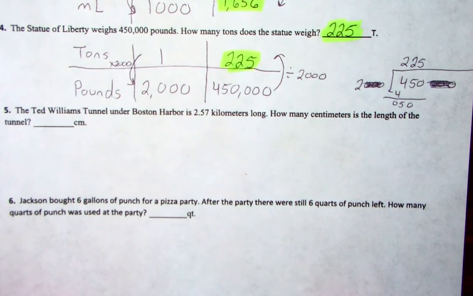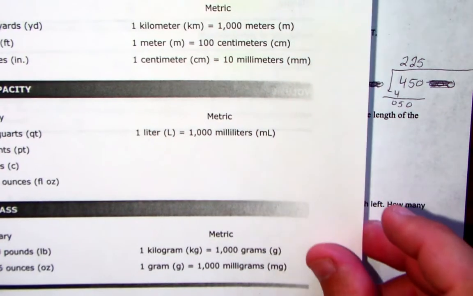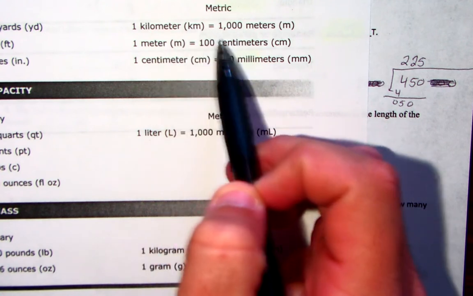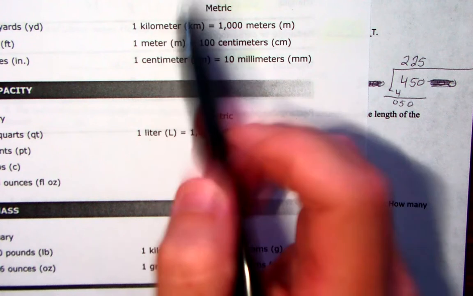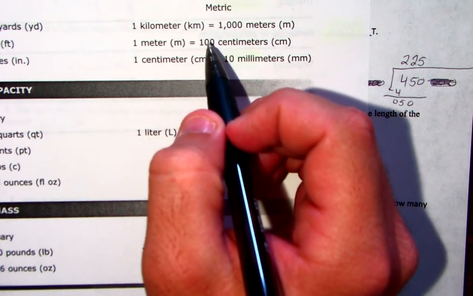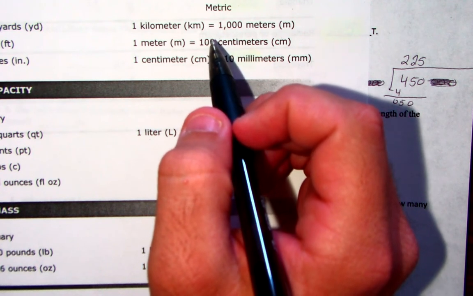The Ted Williams Tunnel under Boston Harbor is 2.57 kilometers long. How many centimeters is the length of the tunnel? So we are going from kilometers to centimeters. Well, if you look, I can go from kilometers to meters and meters to centimeters. So I can't do centimeters to kilometers. So what you're going to do is take 1,000 and multiply it by 100.